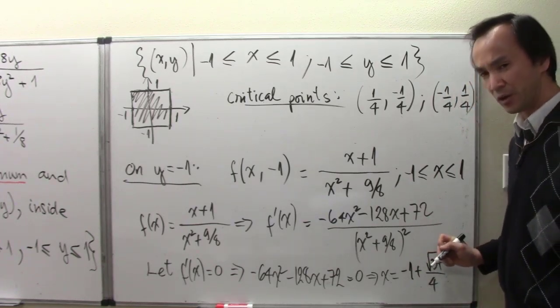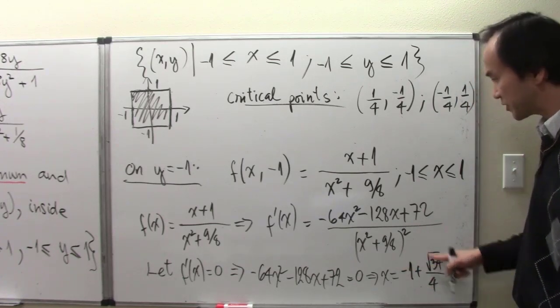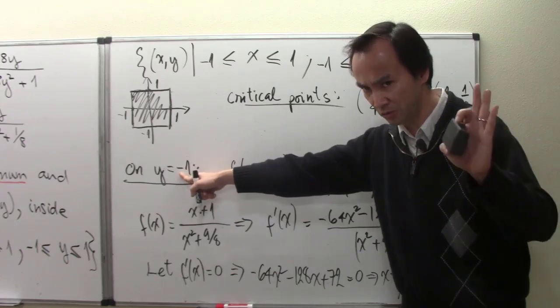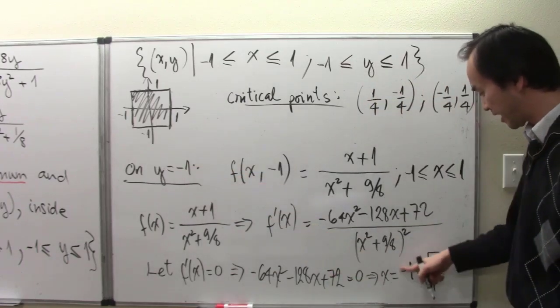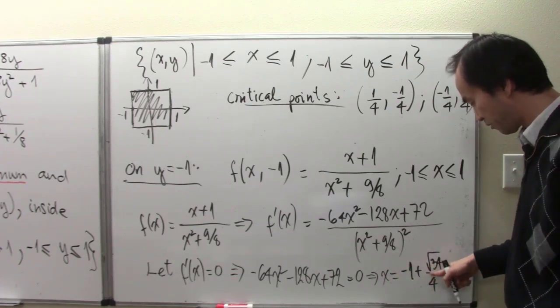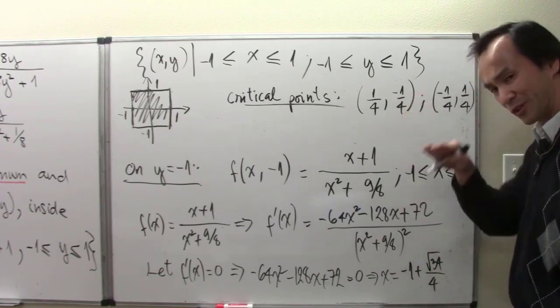Okay, so we found one critical value here, and that critical value happens right on this trace where y equals -1. So the y value equals -1 has already been fixed. So now we found that on that point on that trace right here, x equals -1 plus square root 34 over 4 gives a critical value, a horizontal tangent line.